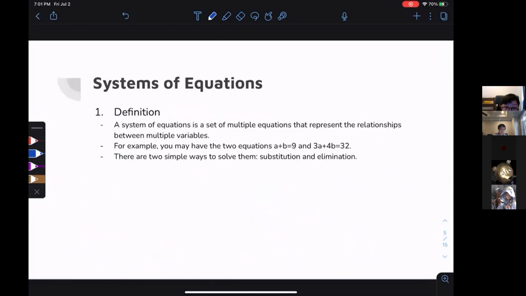So anyways, moving on to systems of equations. A system of equations is a set of multiple equations that represent the relationships between multiple variables. For example, you might have the equations a plus b is 9, and then 3a plus 4b is 32. And you can solve the system of two equations in two variables in a couple of different ways, namely substitution and elimination, and we'll go over that.